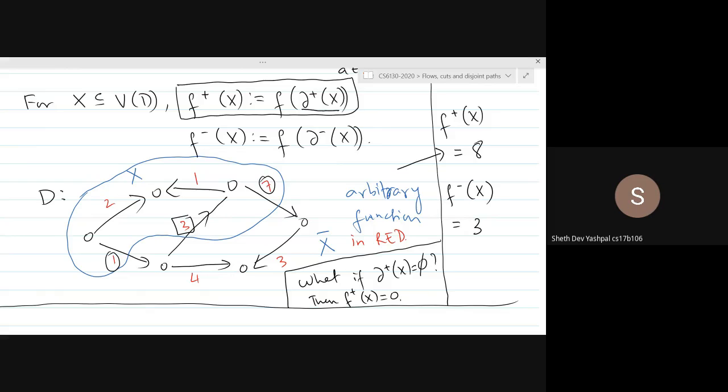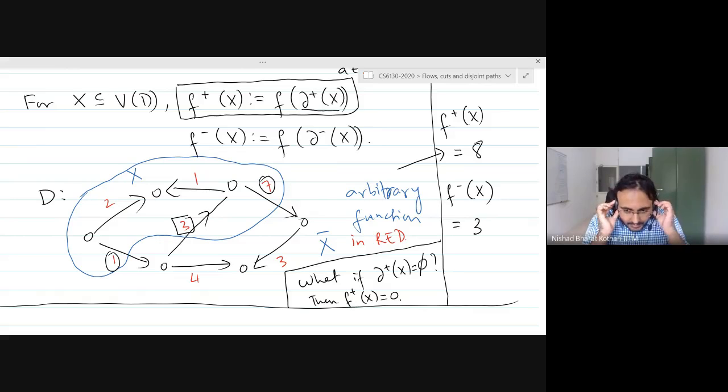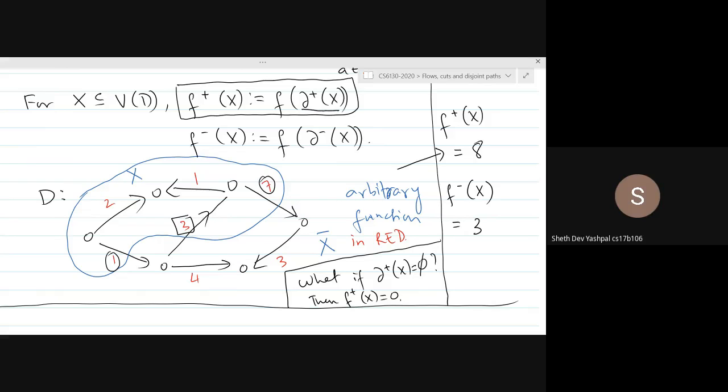Sir, we have already seen the max flow min cut theorem and its proof in the previous lecture. So can we go a bit faster with the content, if that is okay? I see. Yeah, that's a good point.